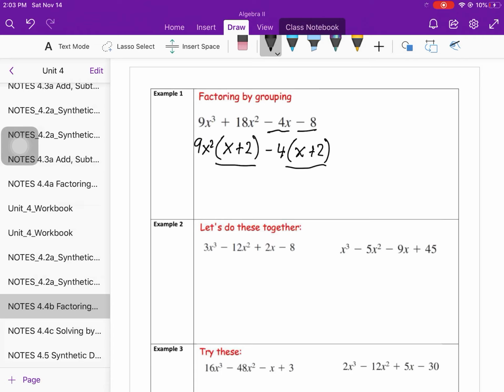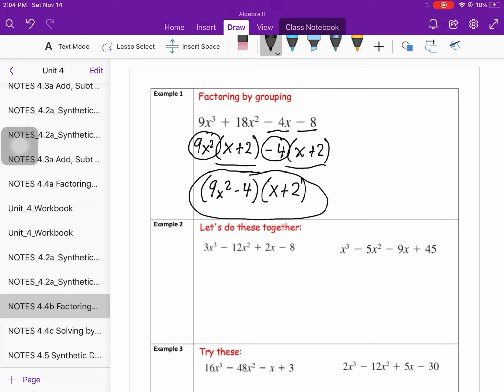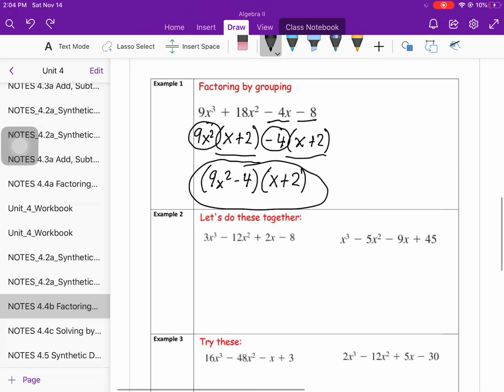So what we're going to do is take the front terms, the 9x squared minus 4, and put those in their own parenthesis, and then the other parenthesis we're just going to put side by side is the x plus 2. What we did is technically this is one term now, this is another term, and we factored out x plus 2 from both of those terms, as odd as that might sound. But this is what our answer would be.